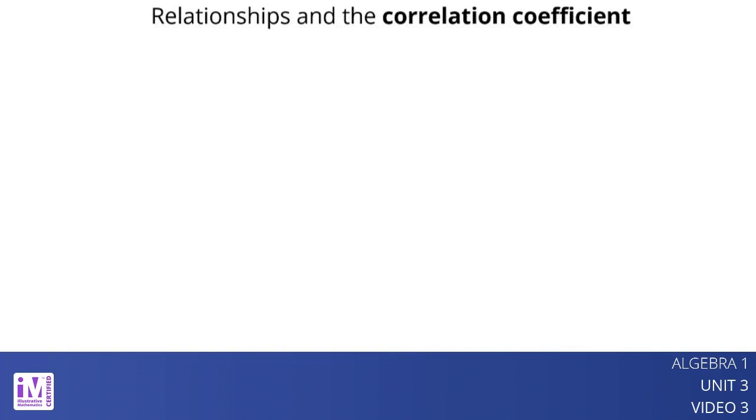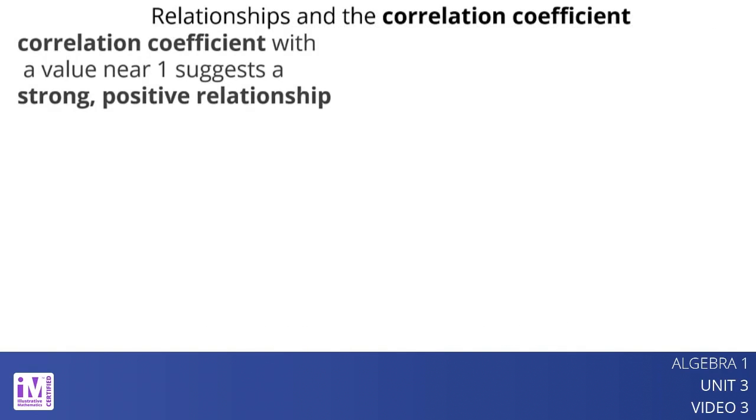A correlation coefficient with a value near 1 suggests a strong positive relationship between the variables. This means that most of the data tends to be tightly clustered around a line, and that when one of the variables increases in value, the other does as well.